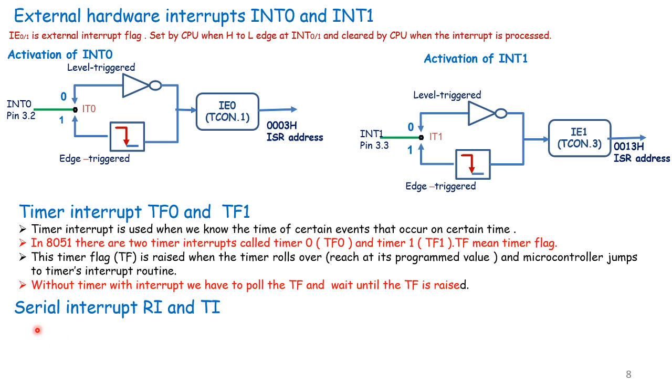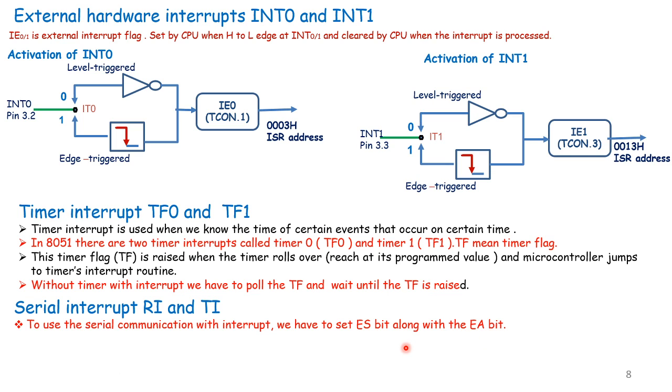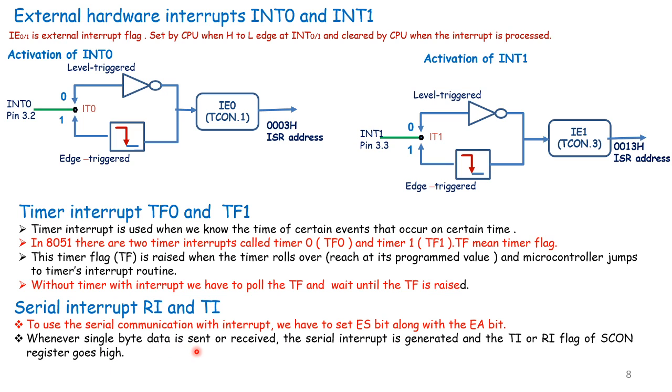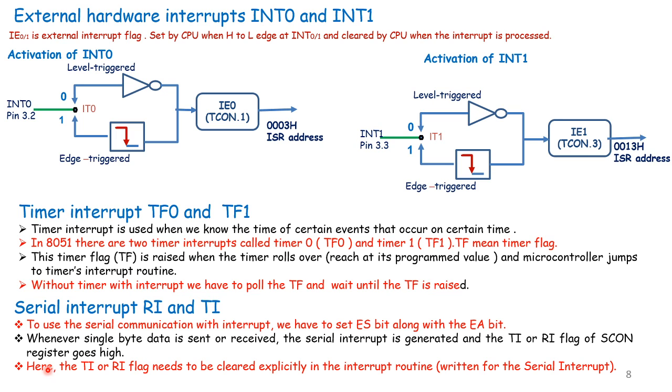Serial interrupts RI and TI. These are the interrupts in serial communication. To use serial communication with interrupts, we have to set ES, the serial interrupt enable bit, along with the global enable bit EA. Whenever a single byte of data is sent or received, the serial interrupt signal is generated and the RI and TI flags of the SCON register go high. For serial data communication, the TI and RI flags need to be cleared in the interrupt routine that is written for the serial interrupt.